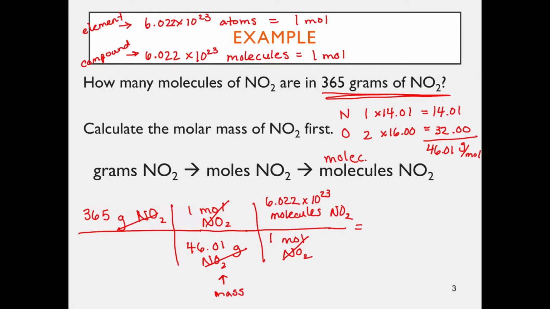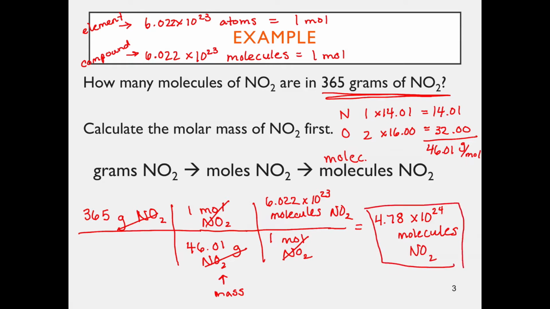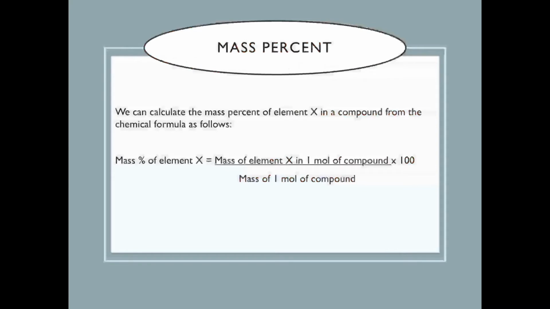Okay, so now we have our train track all set up, and we can go ahead and calculate it. We'll multiply by everything on the top, divide by everything on the bottom, and round for significant figures. Always round for significant figures. So we'll get 4.78 times 10 to the 24th molecules of nitrogen dioxide. And remember, for our answers, you always need to have your answer rounded to the correct number of significant figures, as well as the unit and the compound.